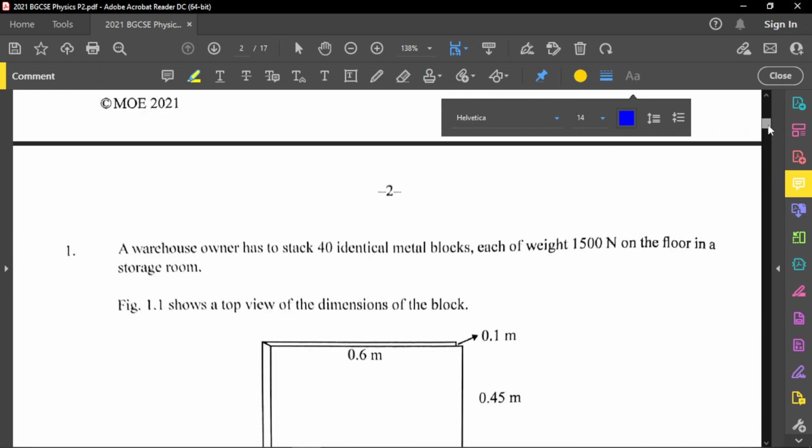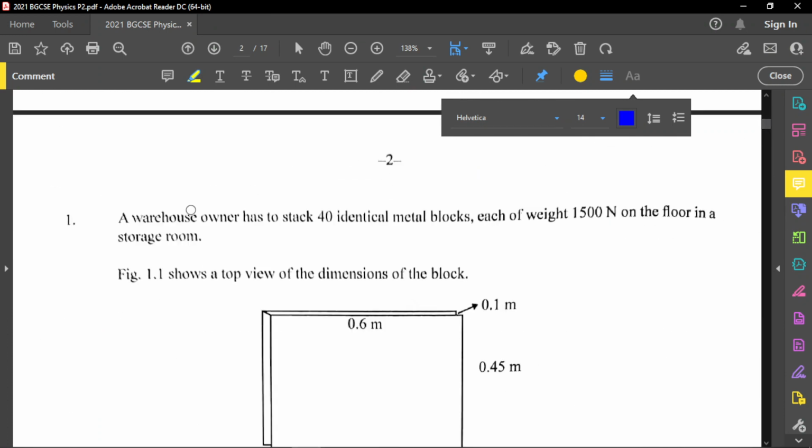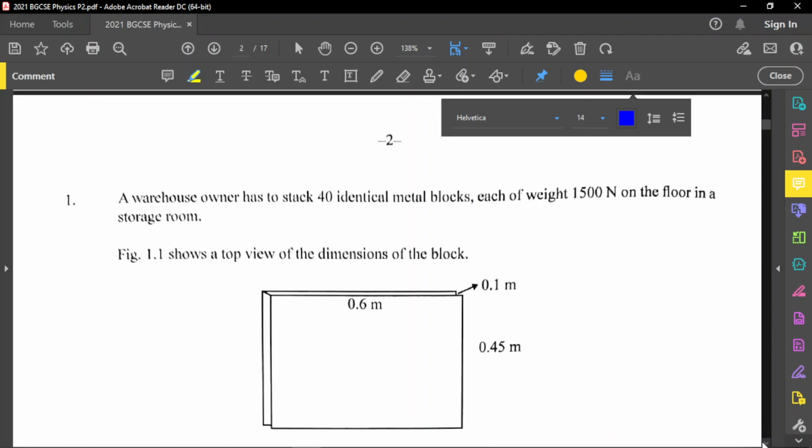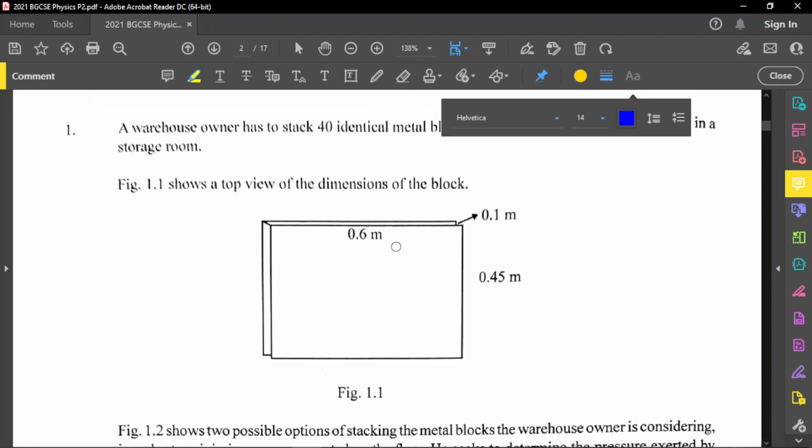Now let's go to the first question. It said, a warehouse owner has to stock 40 identical metal blocks, each of weight 1,500 newtons, on the floor in a storage room. Figure 1.1 shows a top view of the dimensions of the block. If you look at the block carefully, we have a dimension of 0.6, the thickness is 0.1, and the height is 0.45 meters.